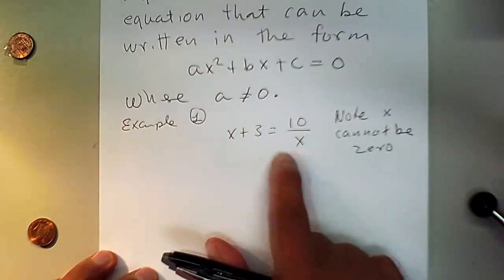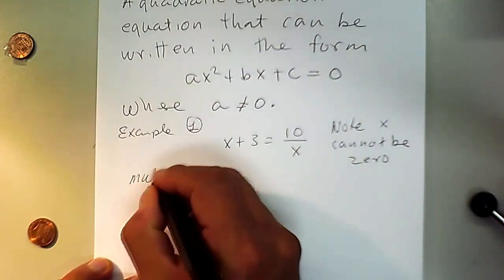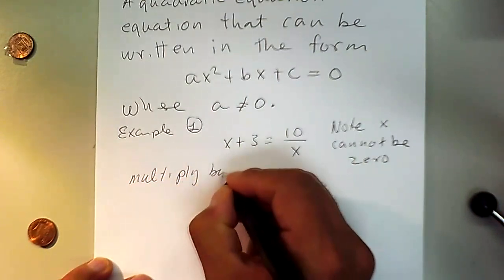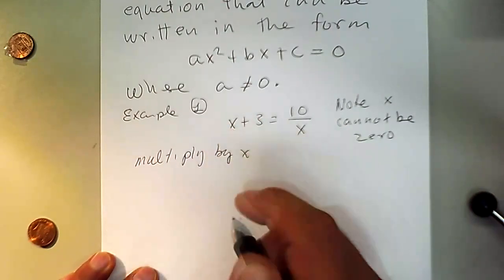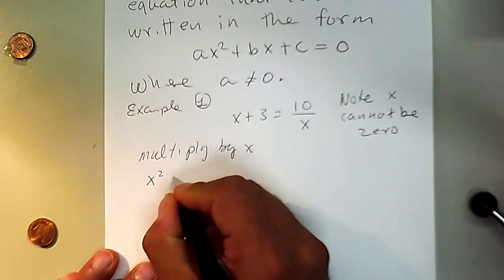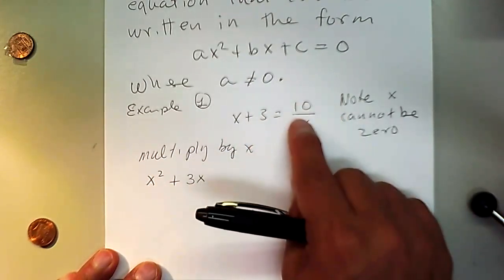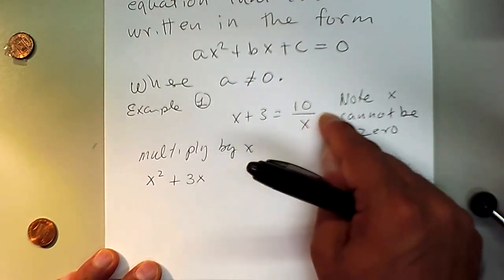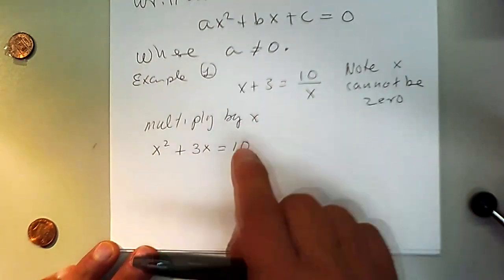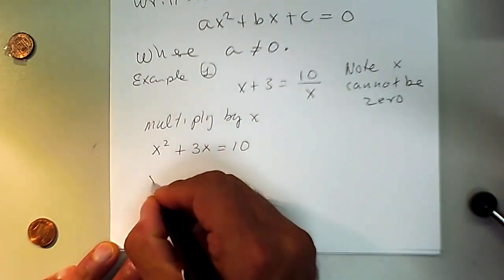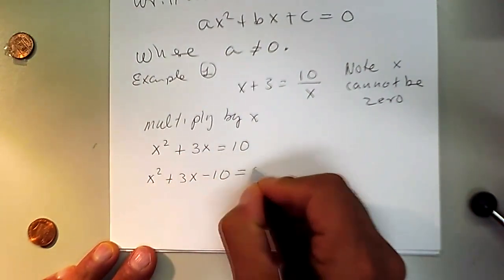Because if it was 0, then we would have to divide by 0, and we can never, ever do that. So once we establish that x cannot be 0, we may multiply by x, and remember, we multiply every part on the left side of the equation, so we have x times x squared, and then 3 times x is 3x. And when we multiply the fraction by x, we're dividing by x, so they undo each other, and we end up with 10. We can subtract 10 from both sides of the equation. So now we have x squared plus 3x minus 10 equal to 0.